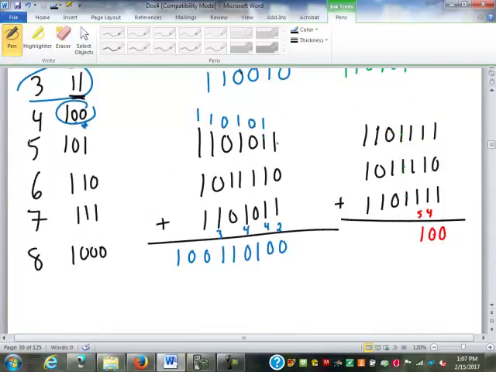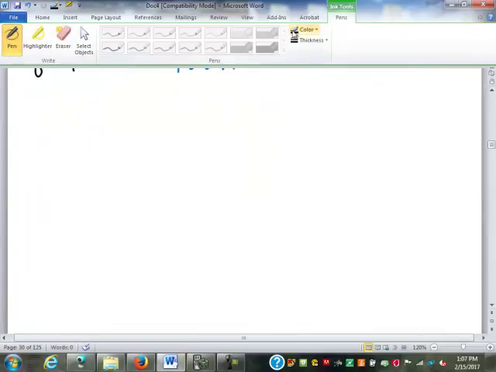What if we wanted to subtract in binary? What's that? Find the app. Not a bad answer.